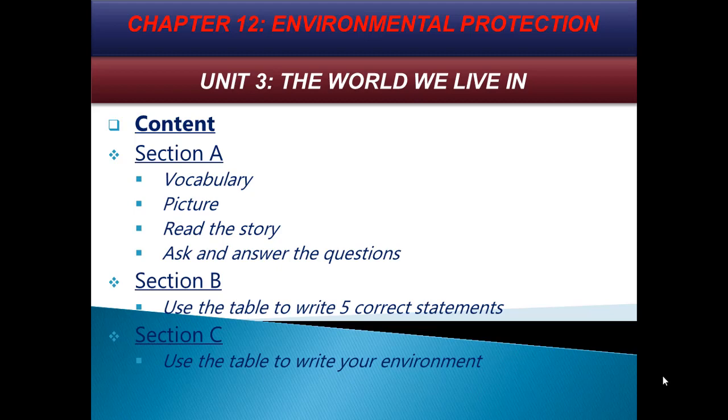Chapter 12, Environmental Protection. Unit 3, The World We Live In. In this unit, we are going to talk about 3 sections. Section A, vocabulary, picture, read the story, ask and answer the question. Section B, use the table to find a statement. Section C, use the table to write your environment.